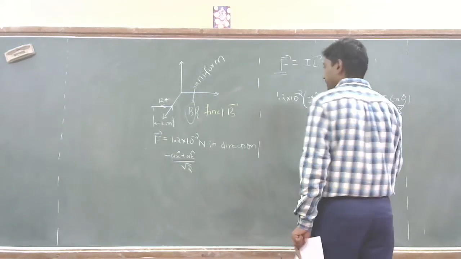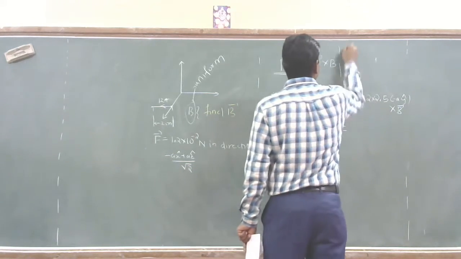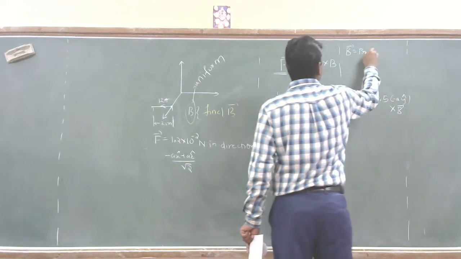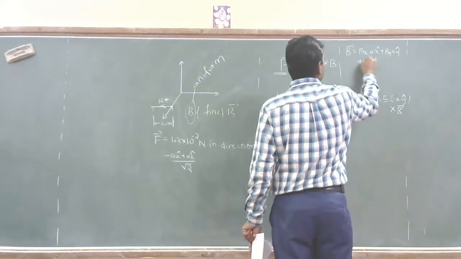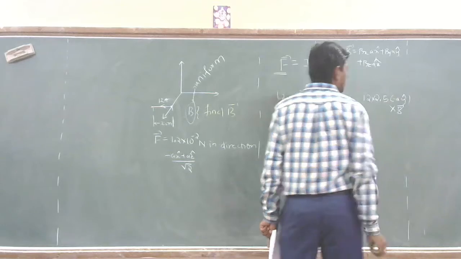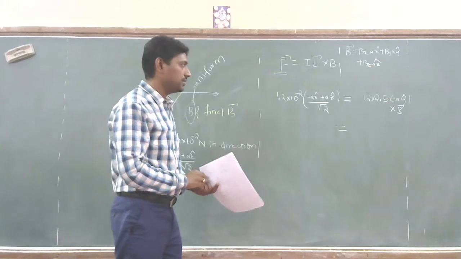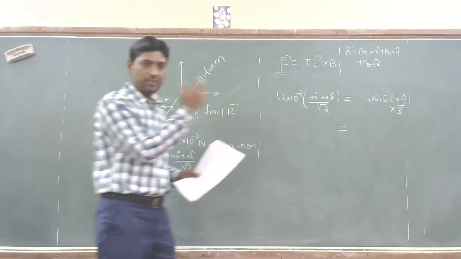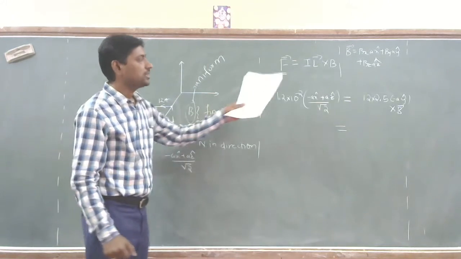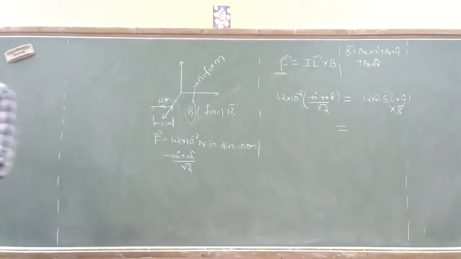And we really don't know what B is. It's really unknown to us. So we'll take that B is equal to Bx ax hat plus By ay hat plus Bz az hat. Okay. So we'll try to perform the cross product at the right hand side, and whatever result we get, we'll equate the coefficients of the left hand side and the right hand side to find these unknowns Bx, By and Bz. Okay, it's quite simple.